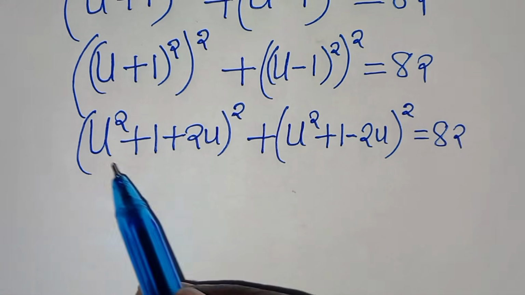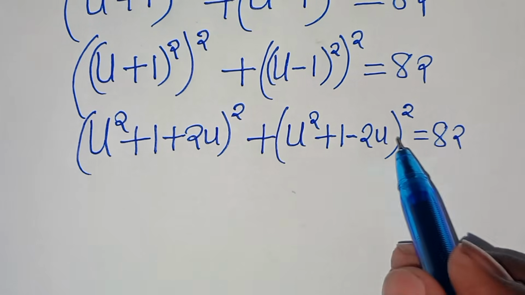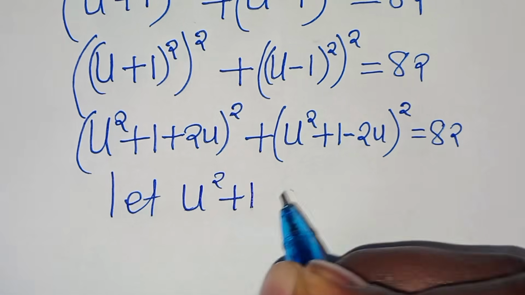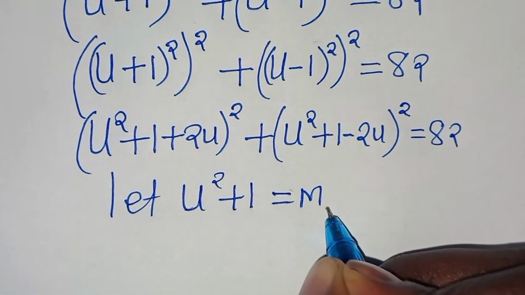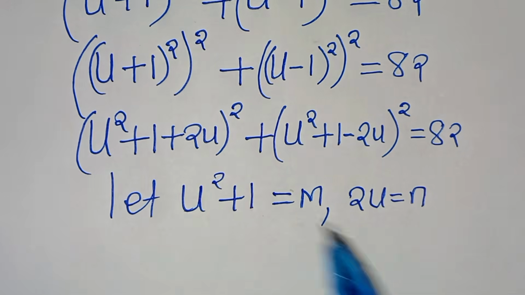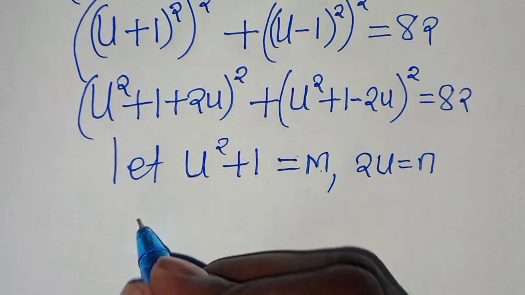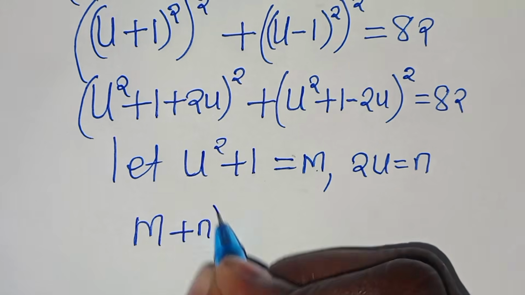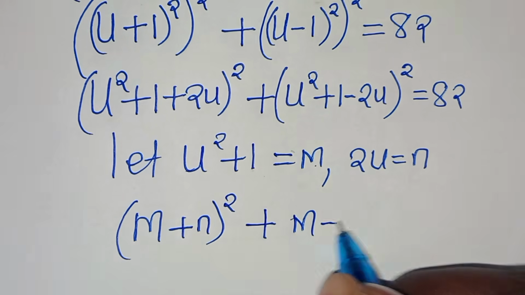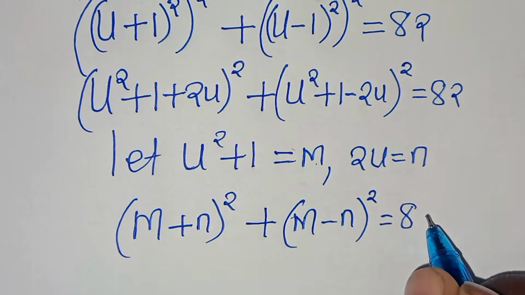The next step is that we have u squared plus 1 here. We also have u squared plus 1. We have 2u and 2u here. So we can let u squared plus 1 be equal to m, and we can let 2u be equal to n. So let's express this equation in terms of m and n. So we have (m+n)^2 plus (m-n)^2. This is equal to 82.